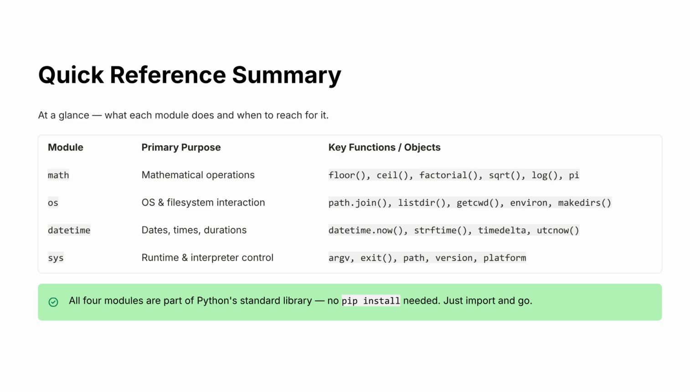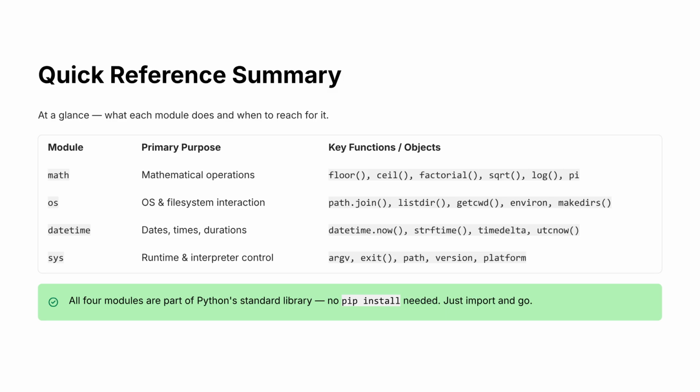Here's a quick cheat sheet to keep handy. math gives you floor, ceil, factorial, sqrt, log, and the constant pi. os covers path.join, listdir, getcwd, environ, and makedirs. datetime has datetime.now, strftime for formatting, timedelta for durations, and utcnow. And sys gives you argv for command line args, exit, path, version, and platform. Again, none of these need a pip install. They're all baked right into Python.